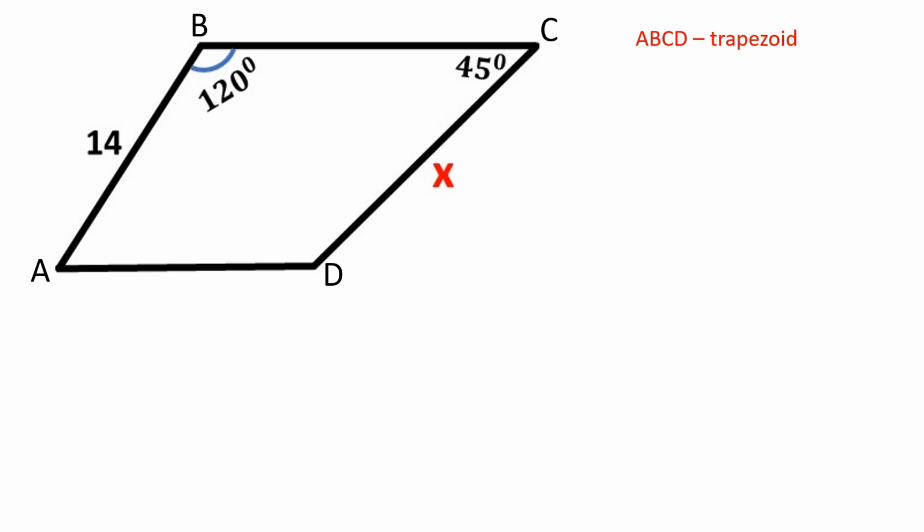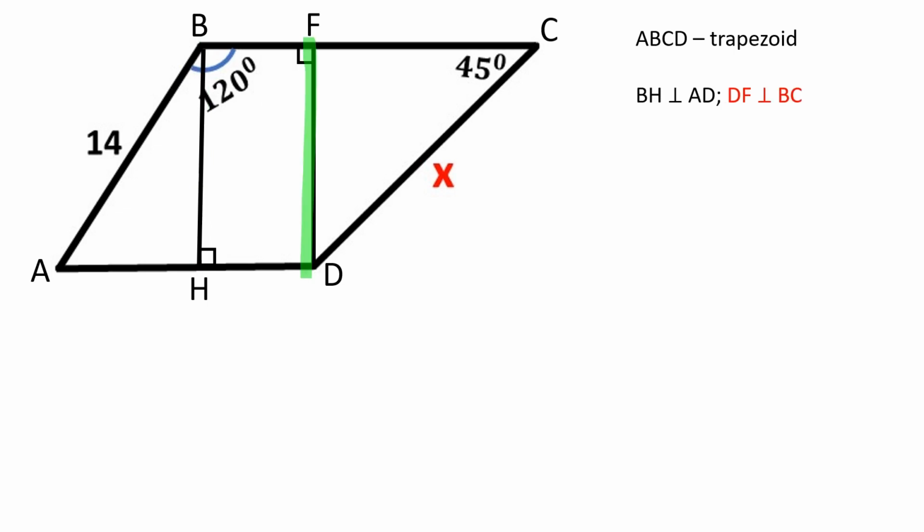ABCD is a trapezoid. Let's draw the altitude BH from point B to the side AD and the altitude DF from point D to the side BC.